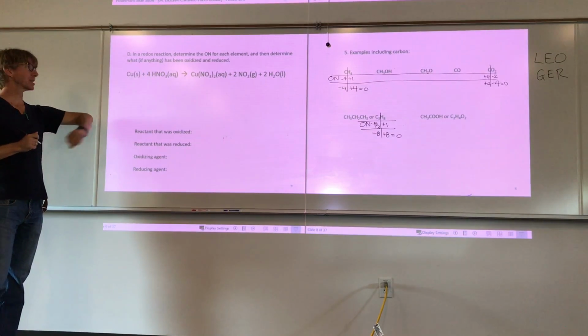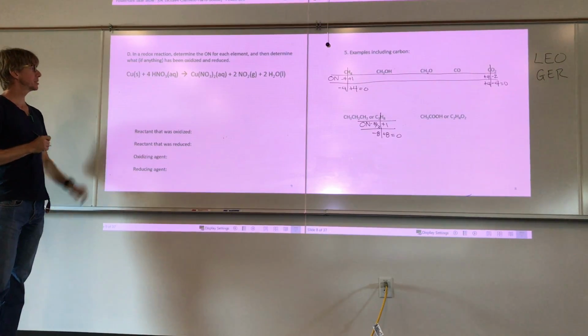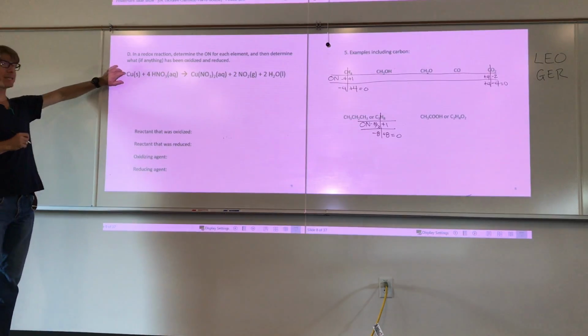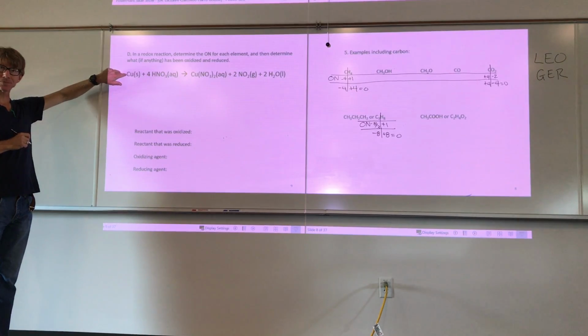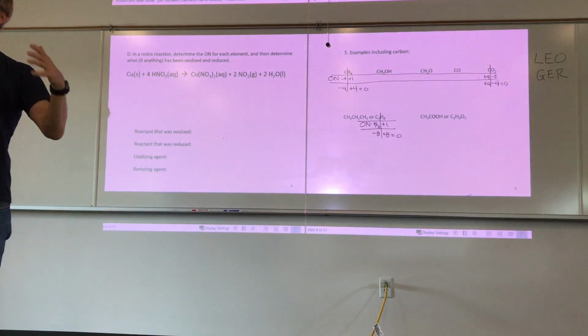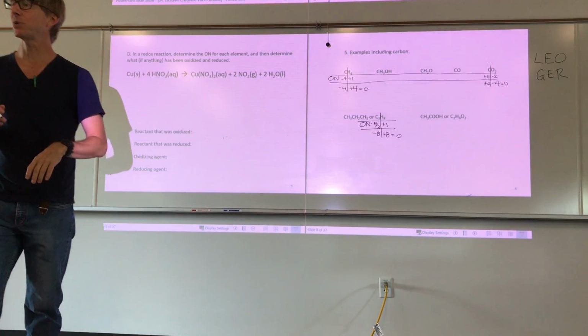Now let's do our first redox reaction. In this problem statement, it says, in a redox reaction, determine the oxidation number for each element, and then determine what, if anything, has been oxidized or reduced. I give you these reactions. Again, remember that on your exam, they're single concept problems except for the last problem.